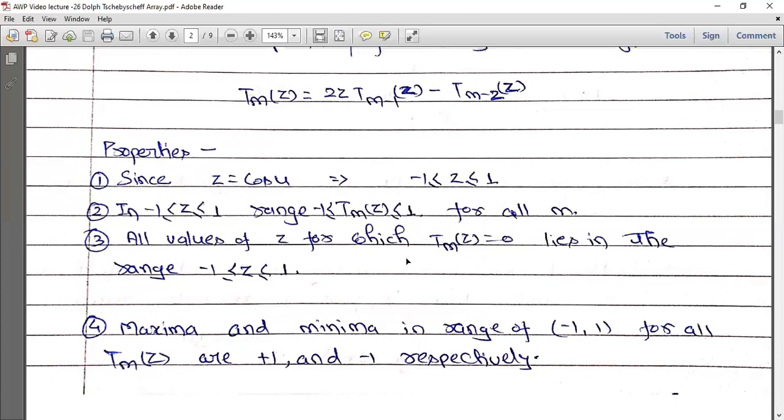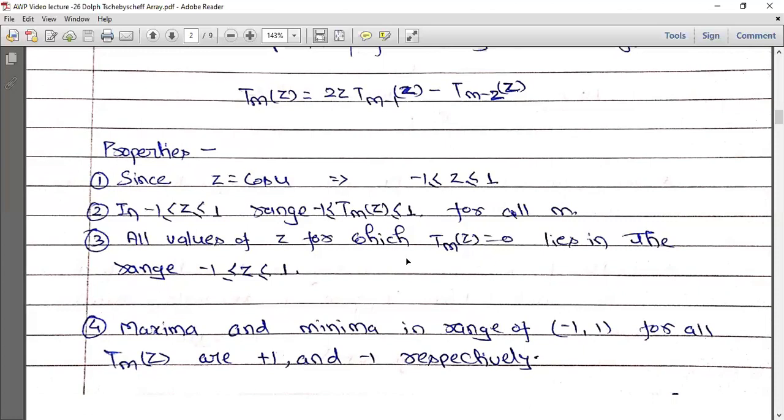You can also use a computer program to draw the Chebyshev polynomials. I hope in your MATLAB classes you have learned how to use MATLAB for plotting different functions. So you should write a function Tm(z), a general Chebyshev polynomial of degree m, and for various values of m, for m equal to 0, 1, 2 up to suppose 10, try to plot Tm(z) by varying z from minus 1 to plus 1.